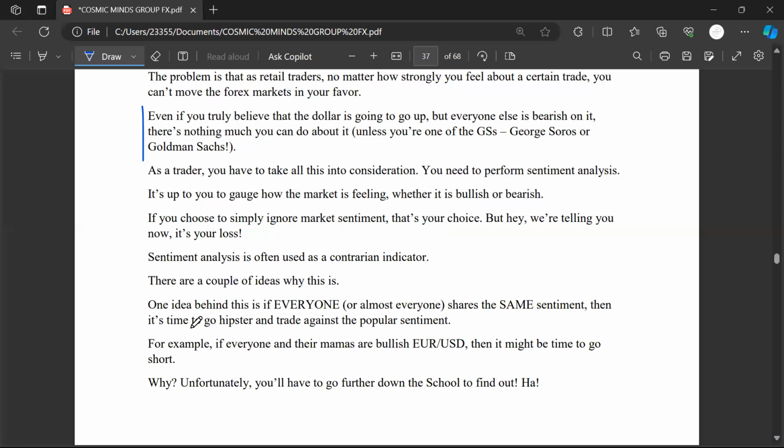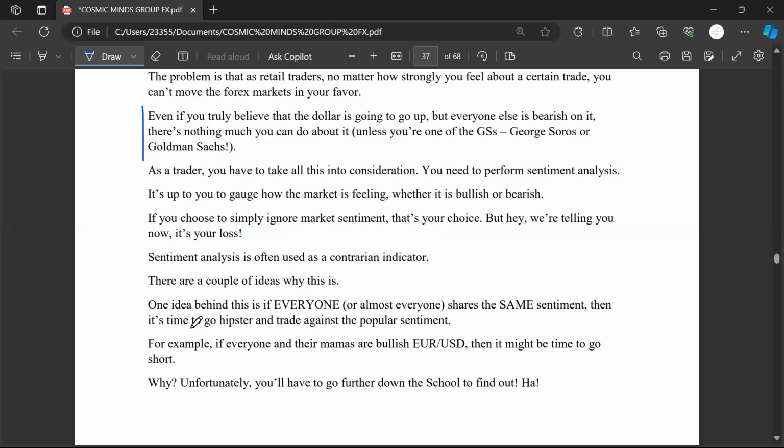Sentiment analysis is often used as a contrarian indicator. If you say someone is a contrarian trader, it means that when everyone is saying that the market is going to go up, you are saying that the market will sell.